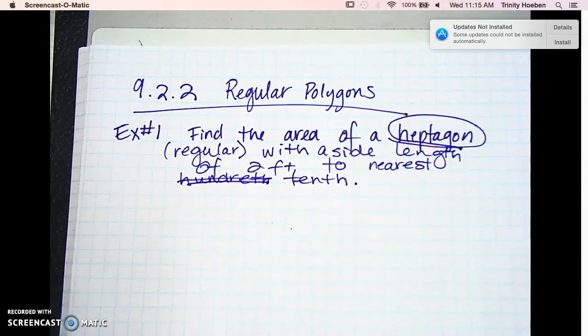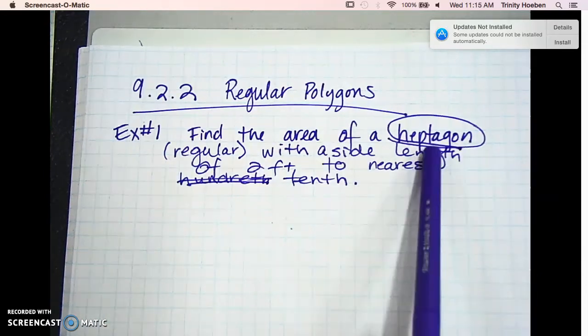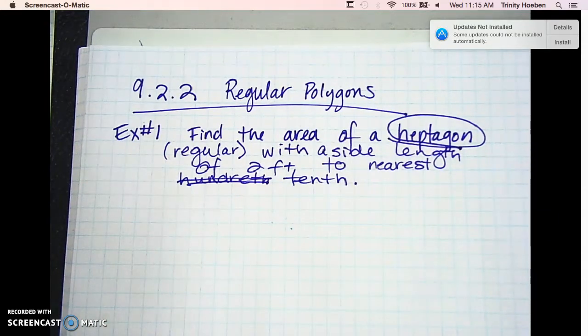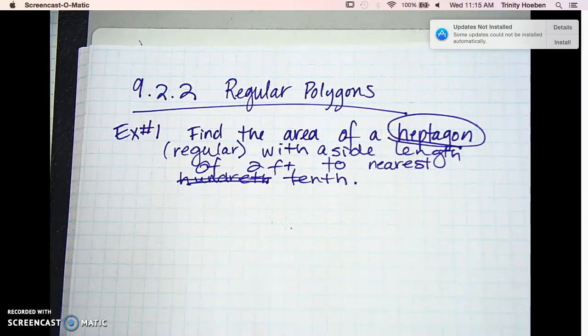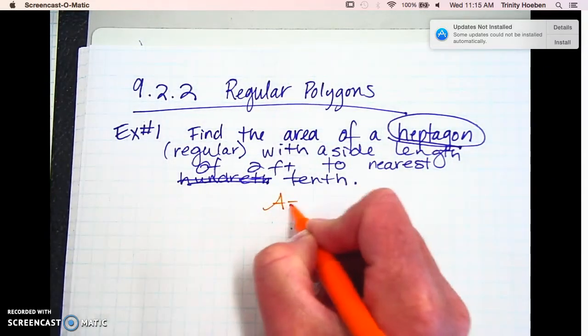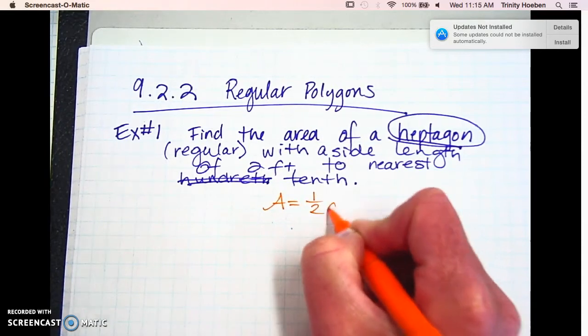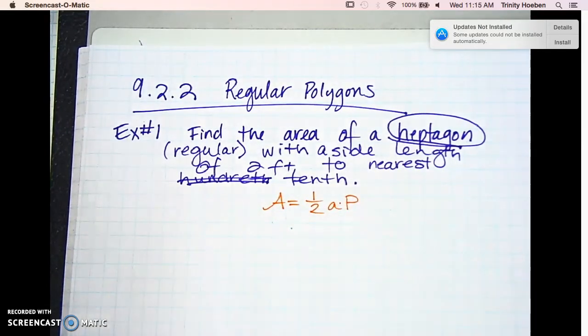All right, so the first step for finding the area of any figure is you need to first identify the figure. So it's written in the question that it is a heptagon. Second thing you want to do is write down the formula. So area is going to be equal to 1/2 the apothem times the perimeter.